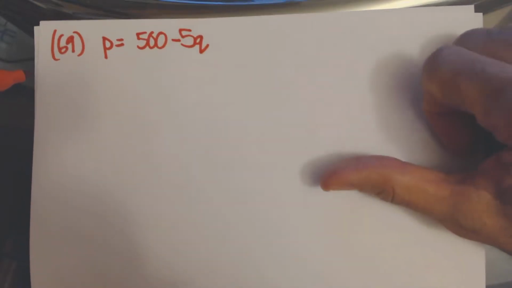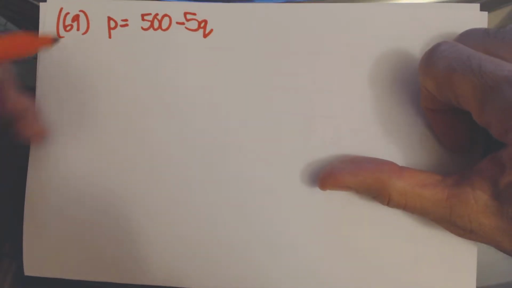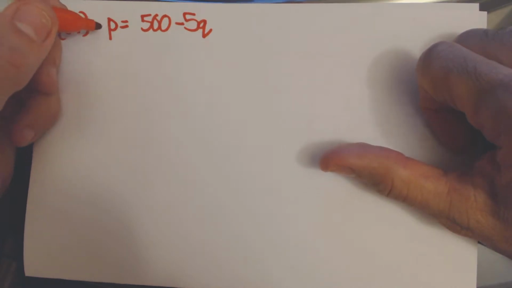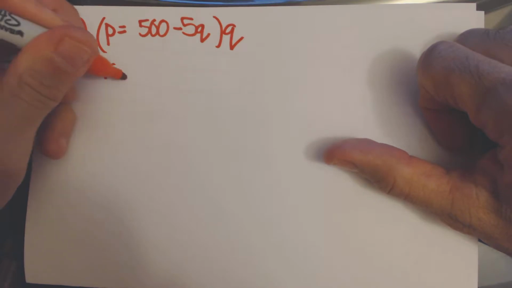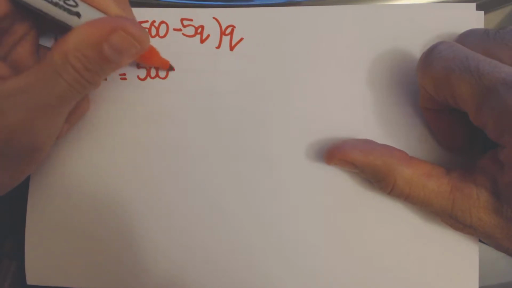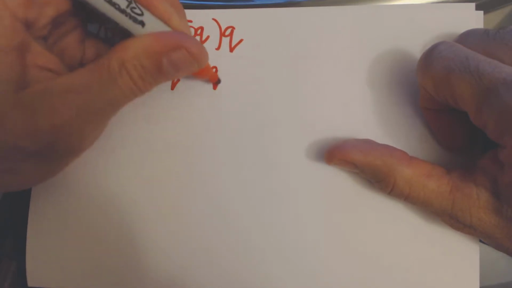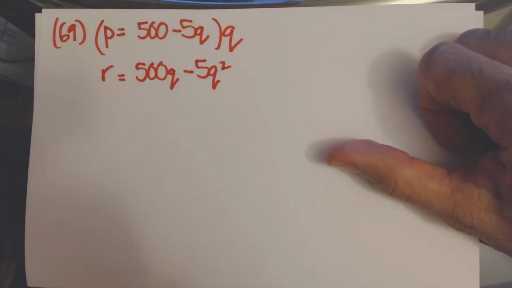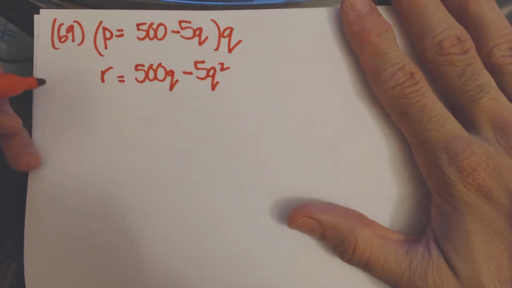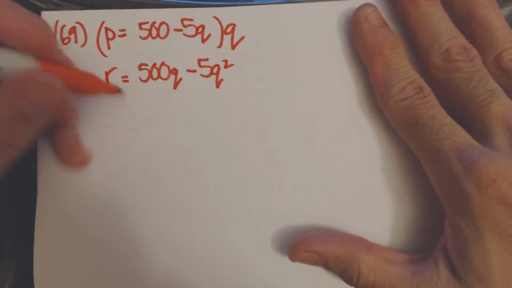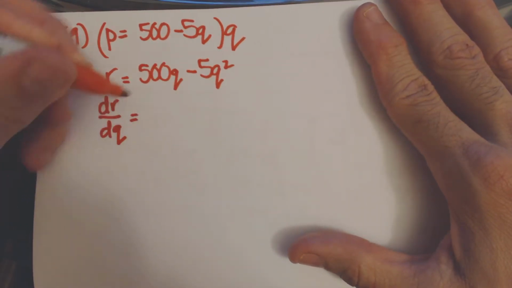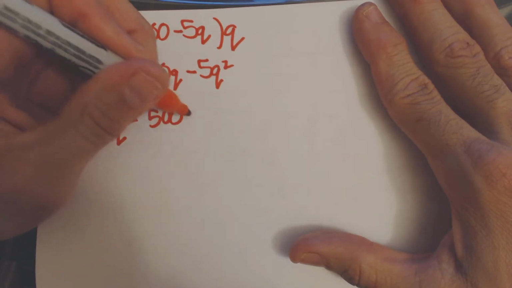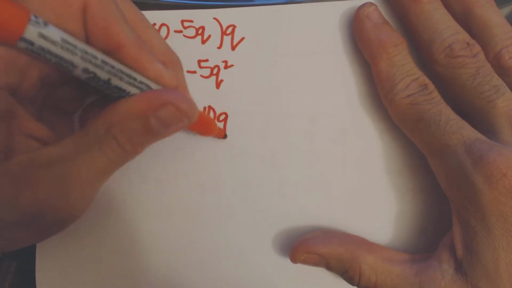All right, so we need to find when marginal revenue is increasing. So the first thing we need to do is turn this into a revenue function. That means we need to multiply it by quantity. So revenue is going to equal 500q minus 5q squared. All right, now we're going to take the derivative with respect to quantity to get marginal revenue. 500 minus 10q.